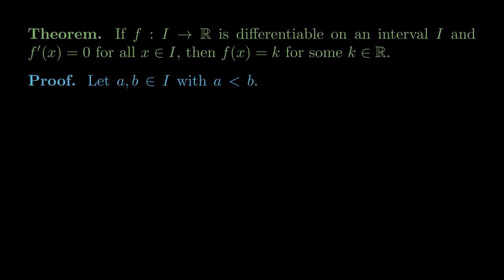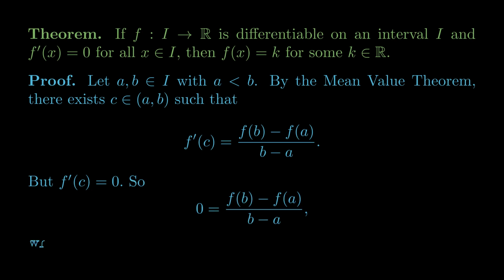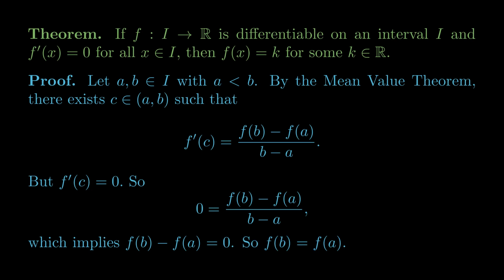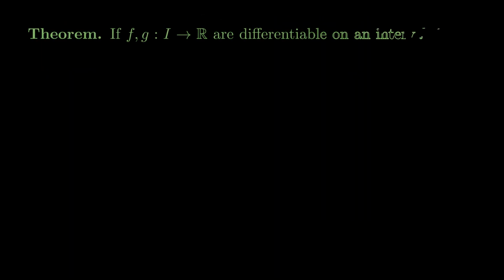For the proof, let a and b be in the interval I with a strictly less than b. Then, by the mean value theorem, there exists c in the open interval (a, b) such that f'(c) equals (f(b) - f(a)) over (b - a). But we know f'(c) has to be 0, and so 0 equals this quotient, which implies that that numerator, f(b) minus f(a), equals 0, so f(b) equals f(a). And because a and b were chosen arbitrarily, the same argument works for any pair of points, so f is a constant function.